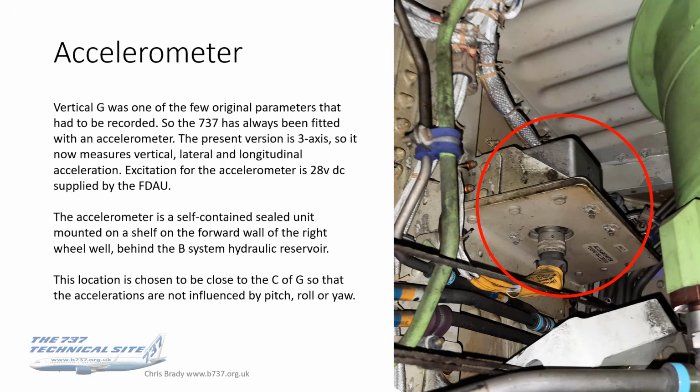It's a self-contained sealed unit mounted on a shelf on the forward wall of the wheel well, actually just behind the B system hydraulic reservoir, which you can see just left of picture. And it's there because that is the one position on the aircraft which is considered to be closest to the centre of gravity, so that the accelerations are not influenced by pitch, roll, or yaw. So that's supposed to be the truest indication of acceleration at that point.